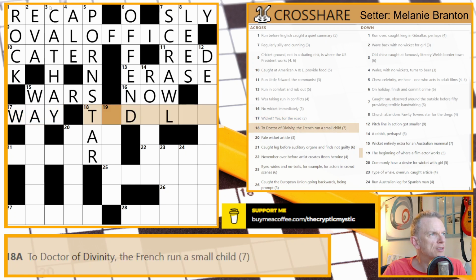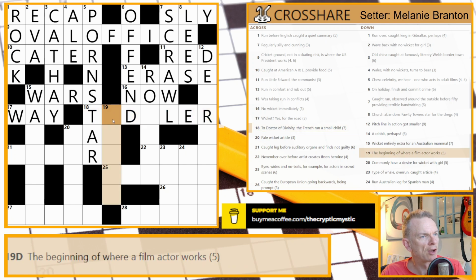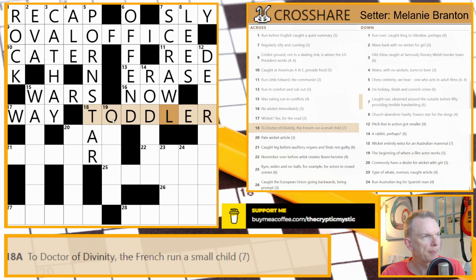Nice. 18 across. To Doctor of Divinity, the French run a small child. Right, we have run in here, so I reckon there's an R. The French, when you see this, usually means use the French version of the, which is le or la. So it's going to end in L-E-R, this word. It's going to mean a small child, and if you look at what we got already, this is toddler, isn't it? So how does that work? We've got 2 from here. Doctor Divinity is a DD. Then we have the le from the French and run, a small child.